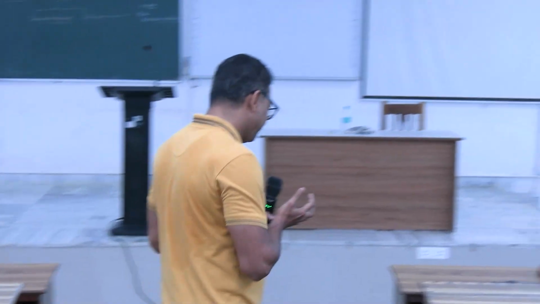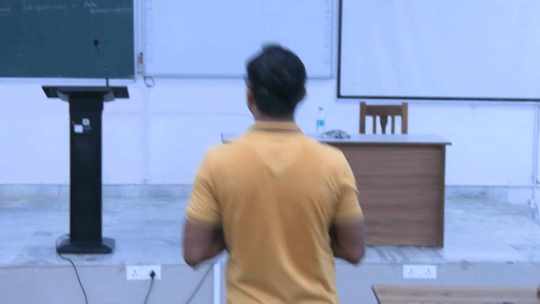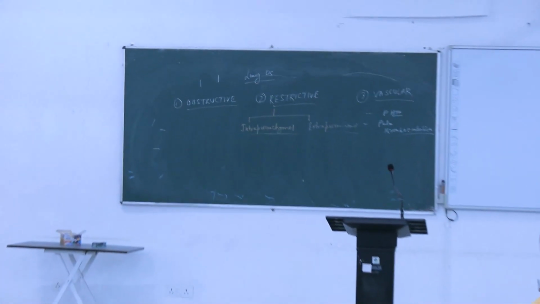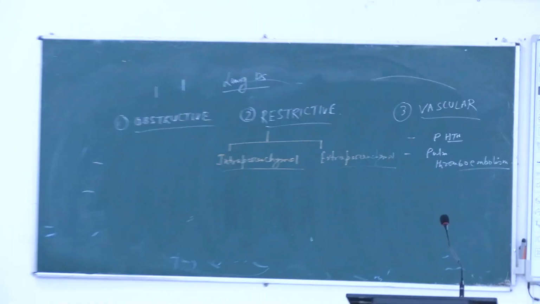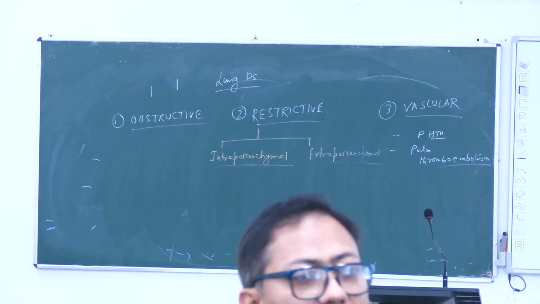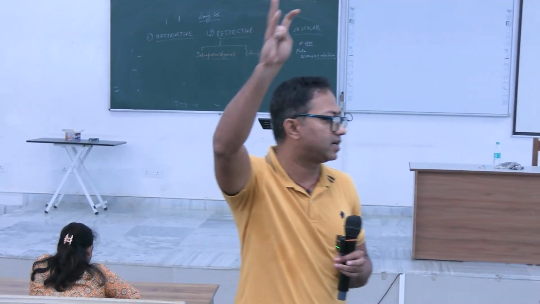Rheumatoid arthritis, severe hypothyroidism, right, severe hypothyroidism, these are examples of restriction. And also systemic sclerosis, okay, systemic sclerosis.